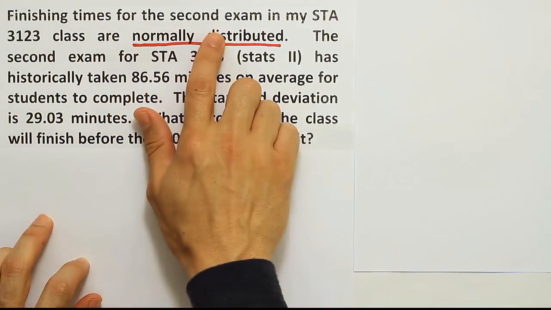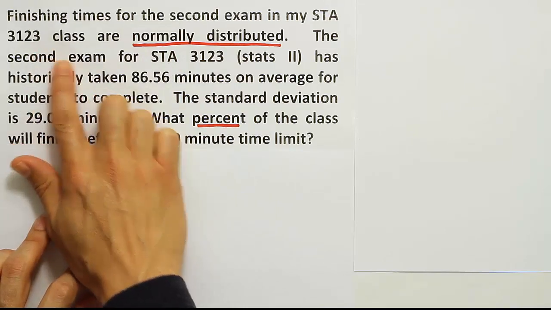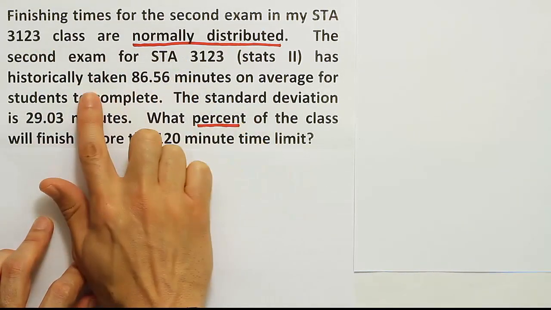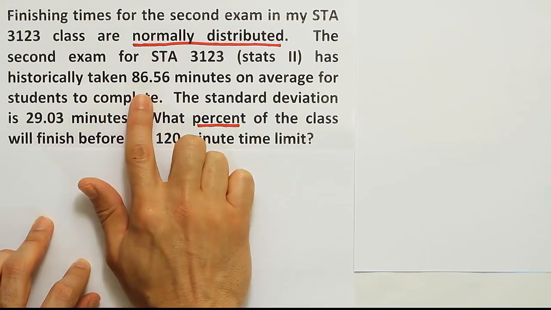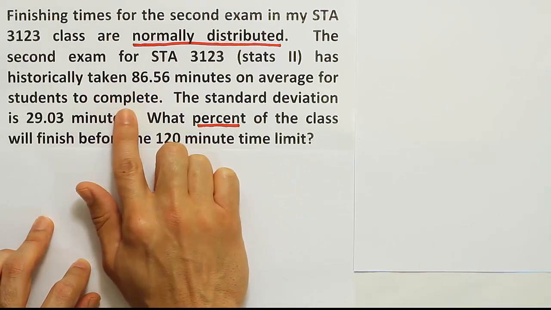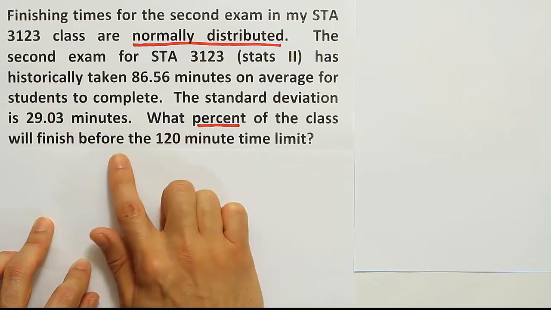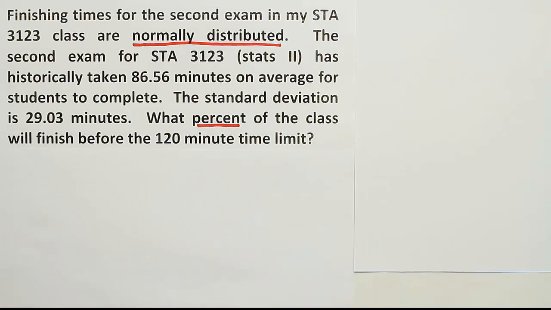Finishing times for the second exam in my STA 3123 class are normally distributed. The second exam for STA 3123 has historically taken 86.56 minutes on average for students to complete. The standard deviation is 29.03 minutes. What percent of the class will finish before the 120-minute time limit?